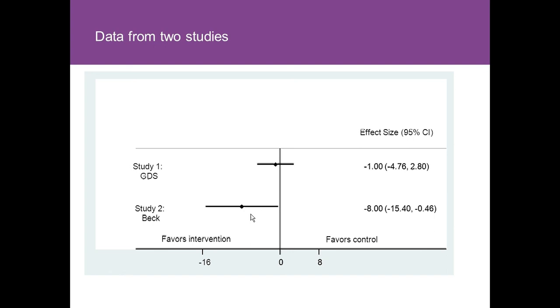Here is the result from our 2 studies. Study 1, using the Geriatric Depression Scale short form, had an effect size of a 1-point difference in this scale, whereas Study 2 used the Beck Depression Inventory and had an 8-point difference in mean scores between the intervention and control group. Both were in favour of the intervention, but the results are quite different.